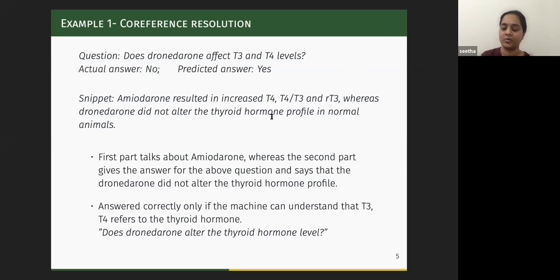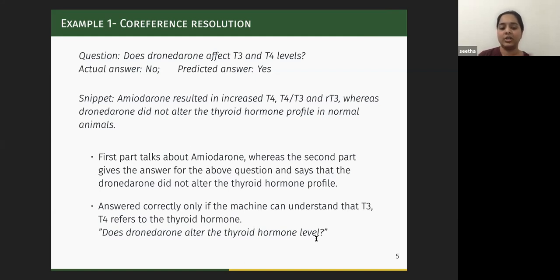To understand whether our assumption is correct, we manually changed this question into "Does dronedarone alter the thyroid hormone level?" and ran the BioASQ BioBERT model.